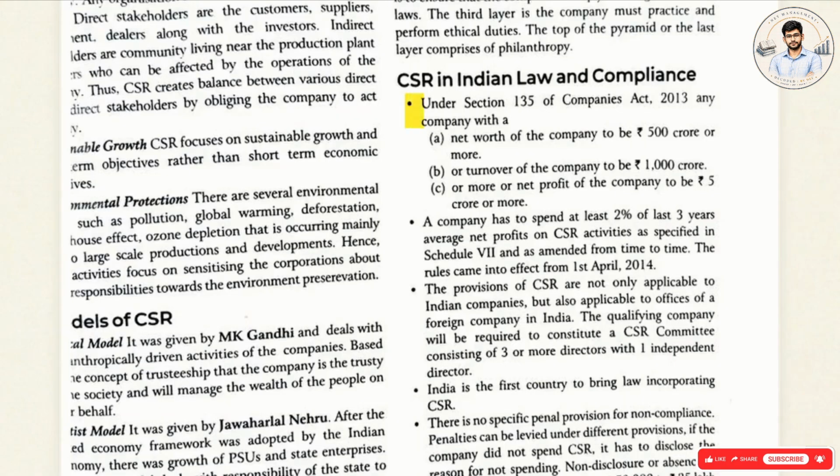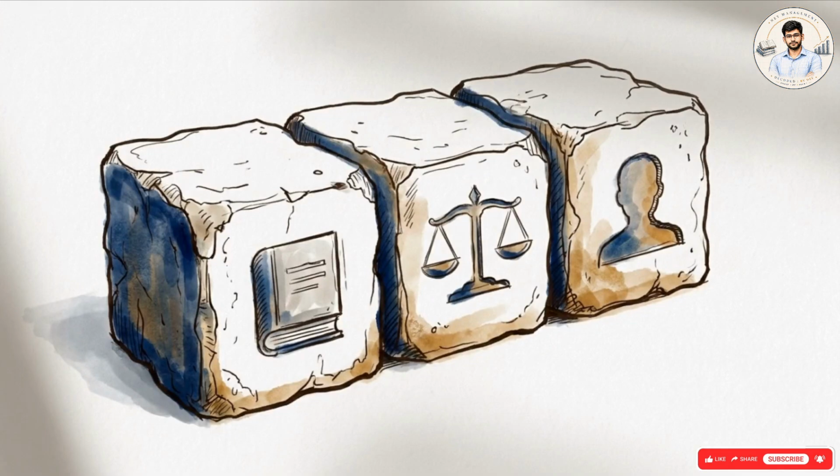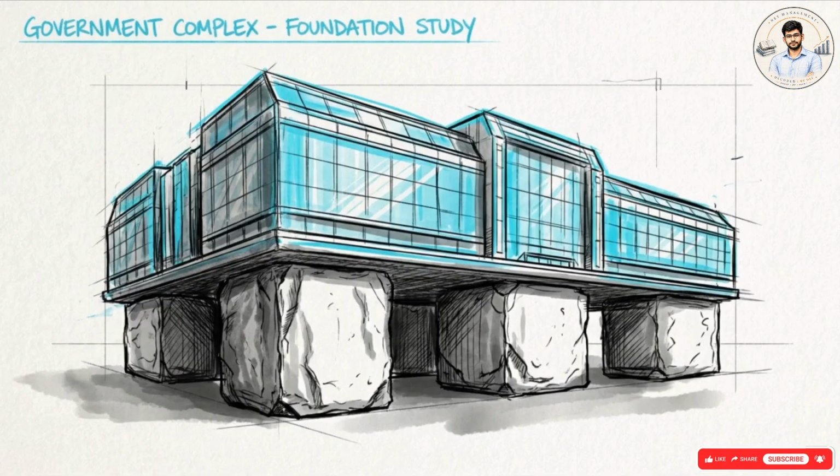We will examine the legal compliance of Section 135 of the Companies Act 2013 and the mandate that requires specific companies to spend 2% of their net profit on CSR activities. Ensure you have a clear grasp of the philosophical systems from Block 1, as they form the foundation for the legal frameworks we will cover next.